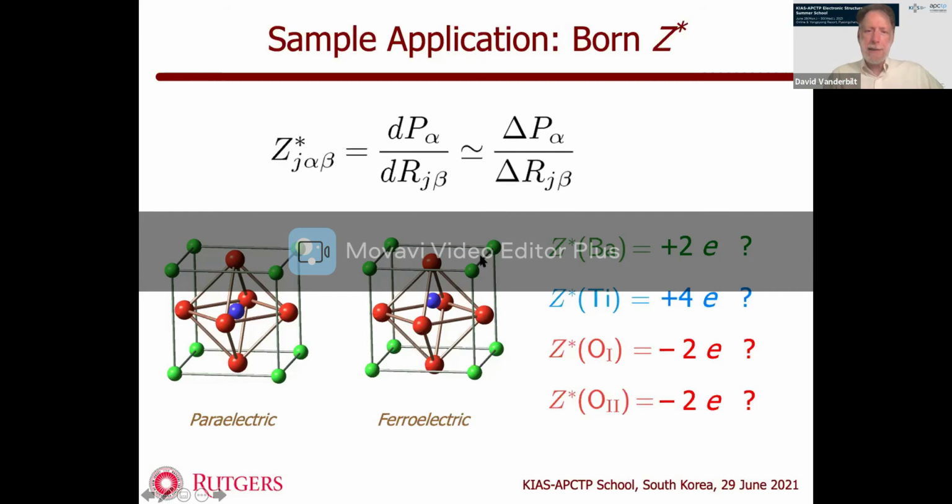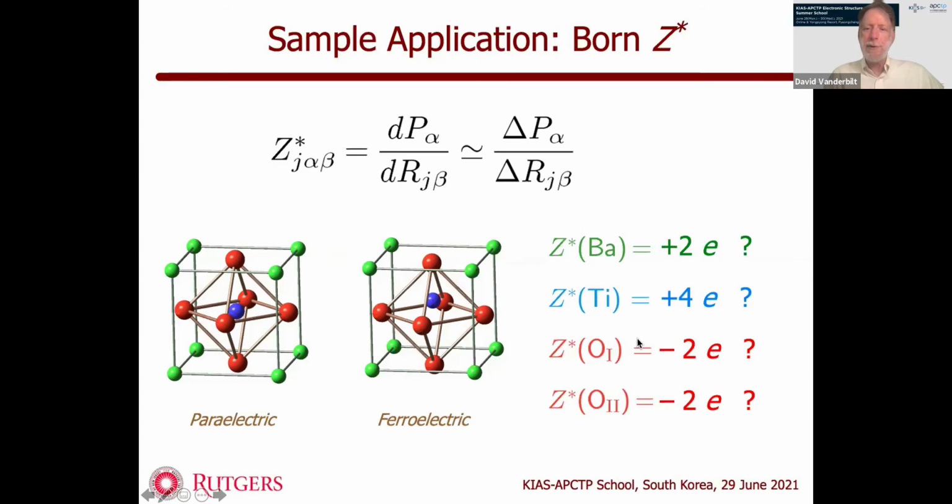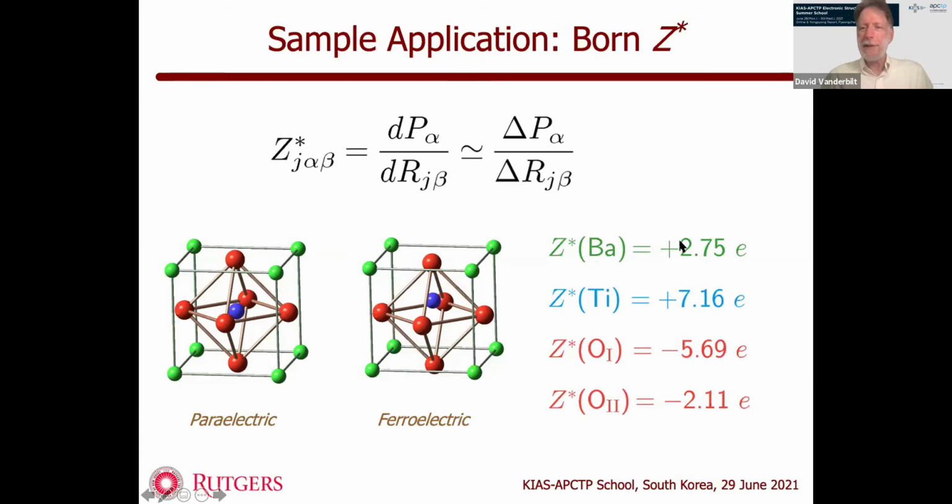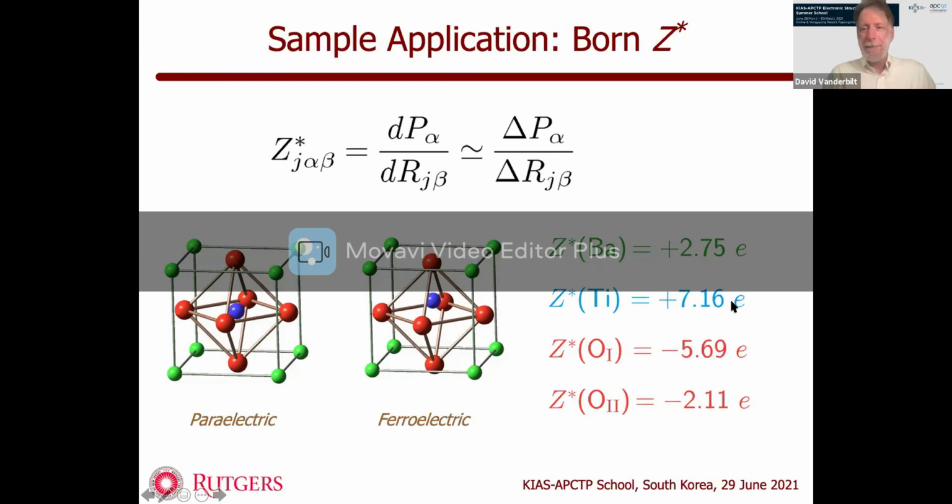Naively, from a chemical point of view, you would expect that barium is nominally a plus two ion, titanium is nominally plus four, and oxygen is nominally minus two. But if you move these atoms in the vertical direction and use that Berry phase formula to calculate the change in polarization and the dynamical charges, you get something quite different and quite interesting. The dynamical charge of barium is not so far from two. It's a little more, but it's not enormous. But look at titanium. Titanium has a nominal charge of four, but the dynamical charge is more than seven.